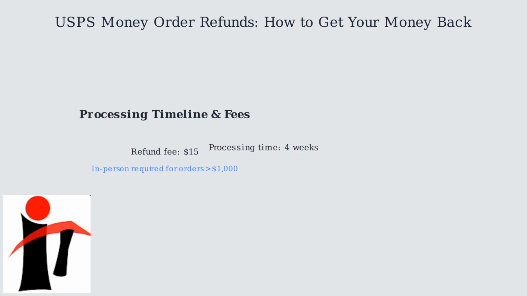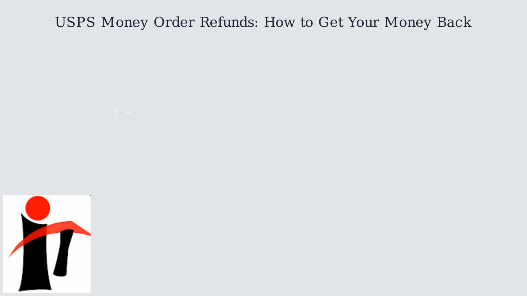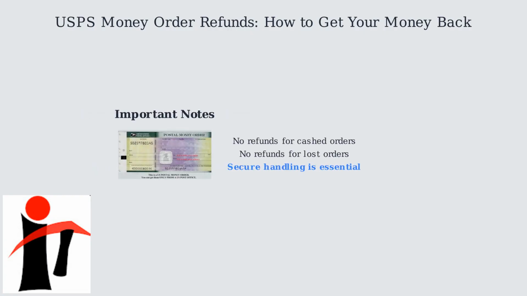Refunds take 4 to 6 weeks and incur a $15 fee. Keep in mind that in-person refunds are still necessary for high-value orders over $1,000 to comply with anti-money laundering regulations. Note that USPS doesn't guarantee refunds for cashed or lost orders, so secure handling is key.